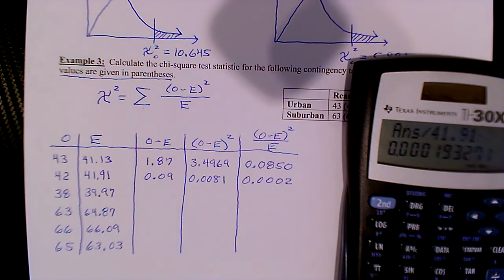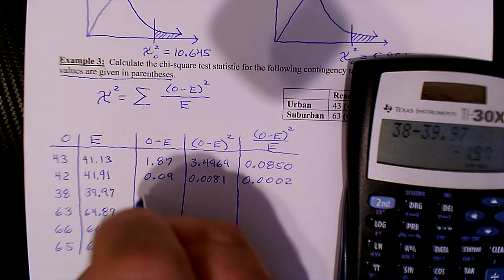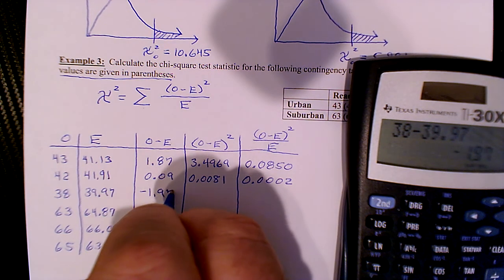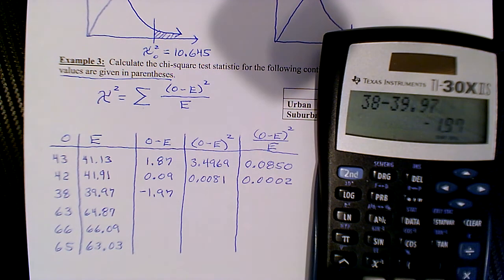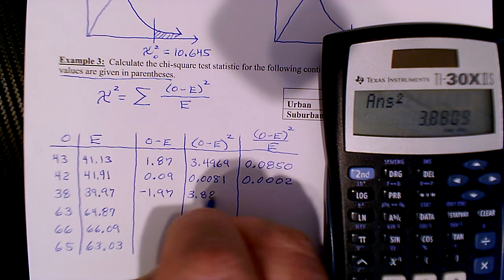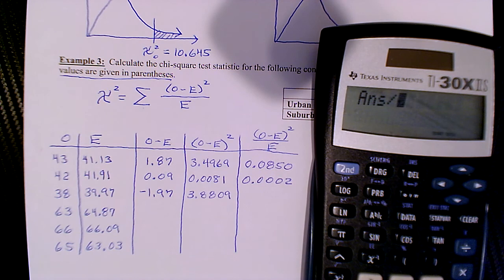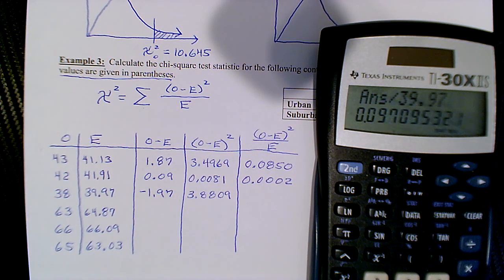So we'll do it one more time literally. 38 minus 39.97 equals negative 1.97. Hit the x squared key, enter, 3.8809. And then we're dividing that by the E, which is the 39.97. And then we get 0.097. We'll round it to 4 decimal places, 0.0971.